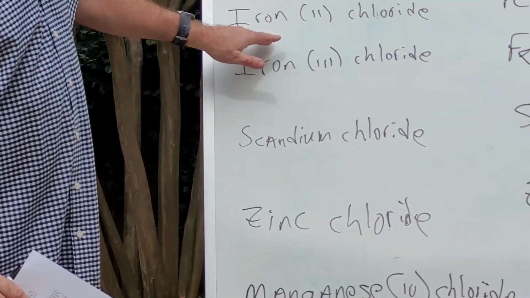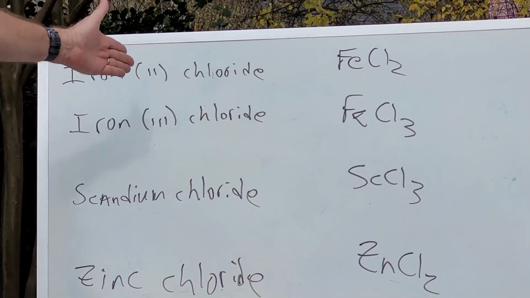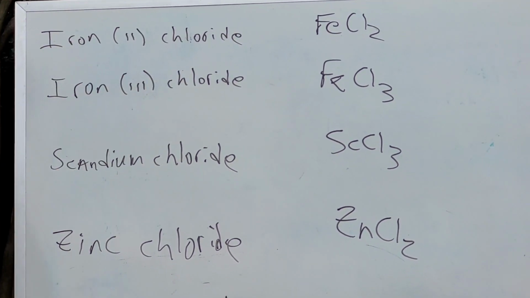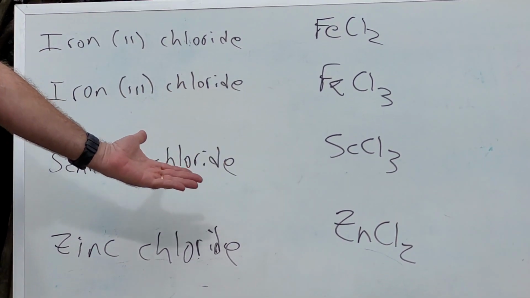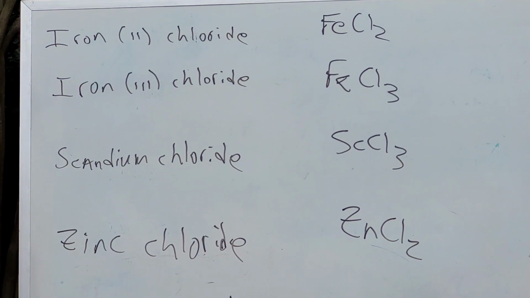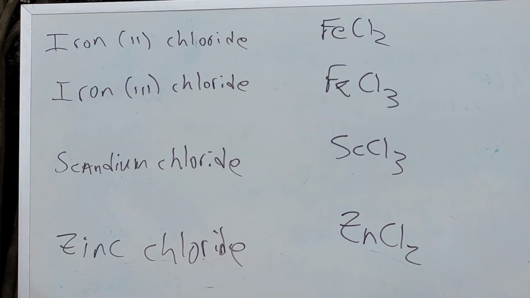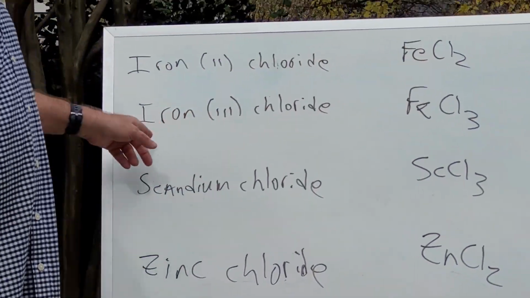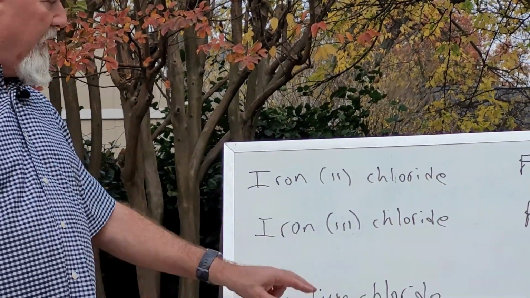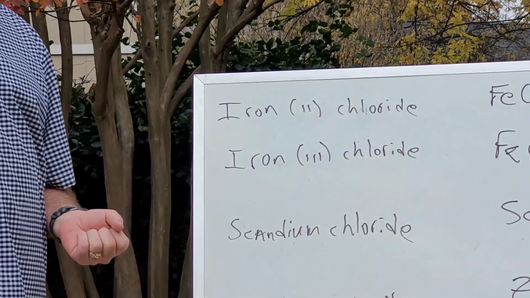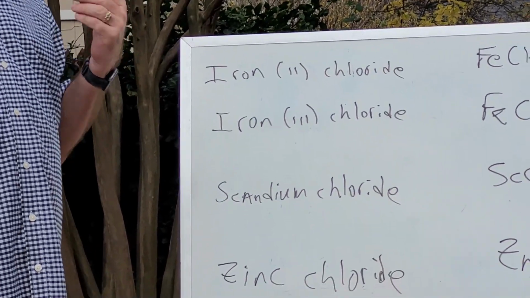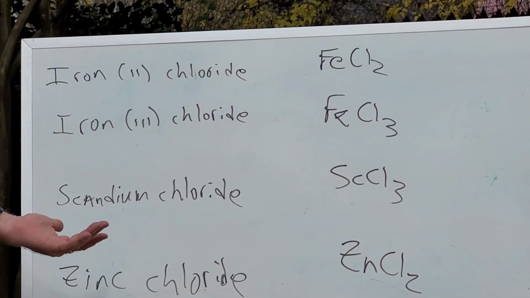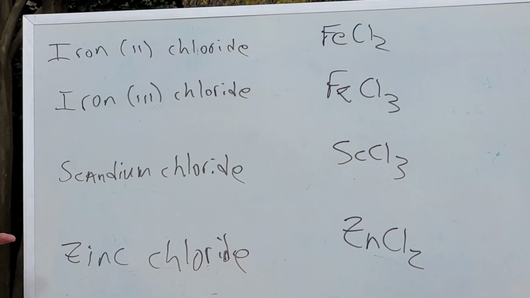Now when you see the name, you'll know it's a split box because the Roman numerals are going to be there. So when you see this iron 2 chloride, that 2 tells you it's iron +2. So if you've got iron at +2 and chlorine at -1, you need 2 chlorines, FeCl2. Iron 3 chloride, that tells you it is iron 3. It has a +3 charge. When you write the formula, you need 3 chloride ions to balance it out.